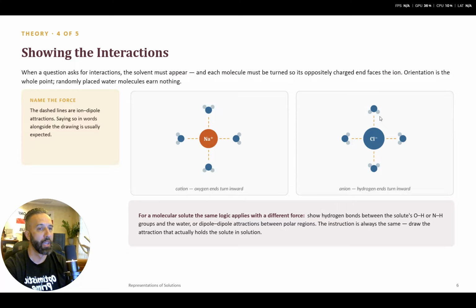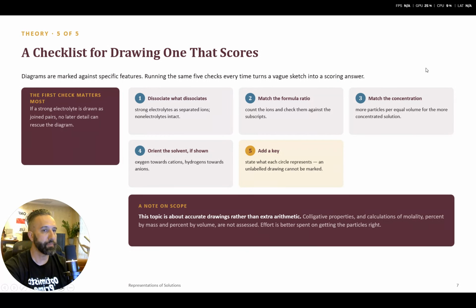Mostly, they will ask you to orient the water in relation to an ion in there. And this is just a little overview of what you need to be careful about when you're working with particular diagrams. I would say that this covers around 90% of the questions. You can see there's a lot of logic in here. So even the other 10%, you can just kind of derive from this logic and make sure you draw it.